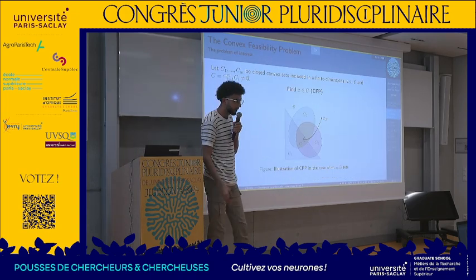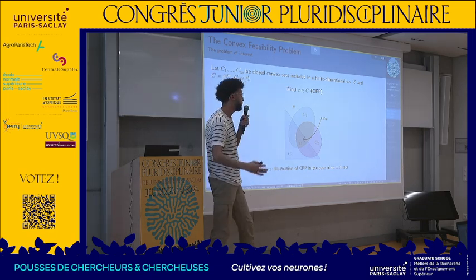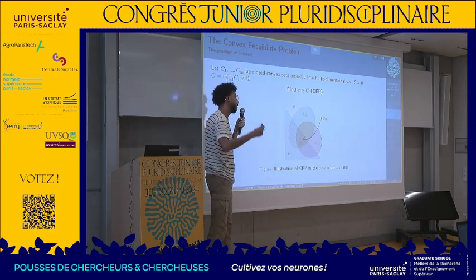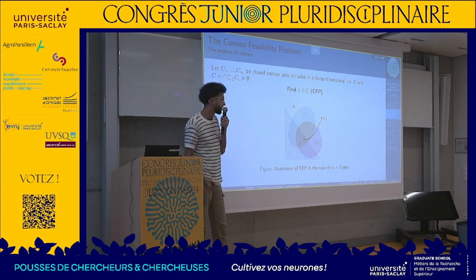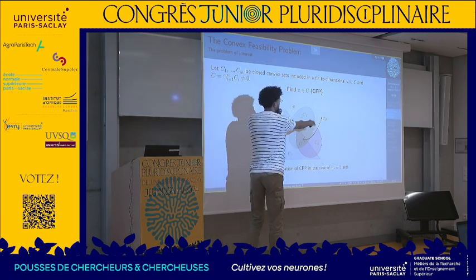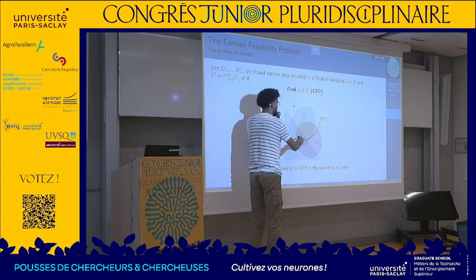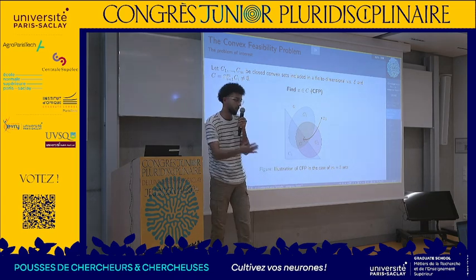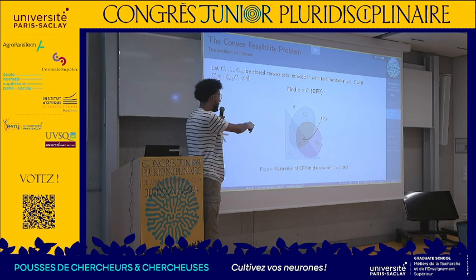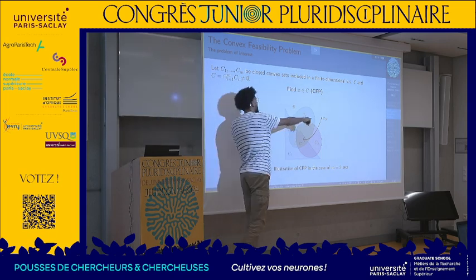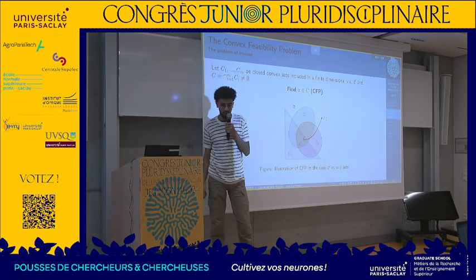And the problem that I studied is called the convex feasibility problem. So you take a collection of M convex sets, you have a starting point in some space, and you want to try to find this area here, the intersection of these M sets. So for example, there you have 3 sets. You want to find a point starting from there that belongs to this.